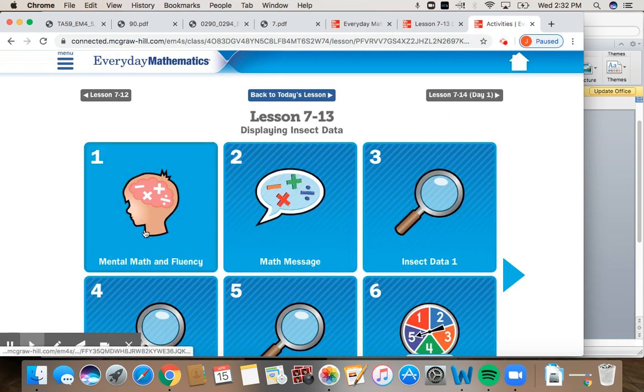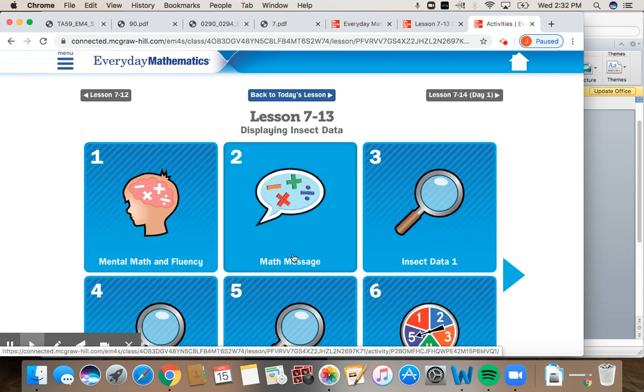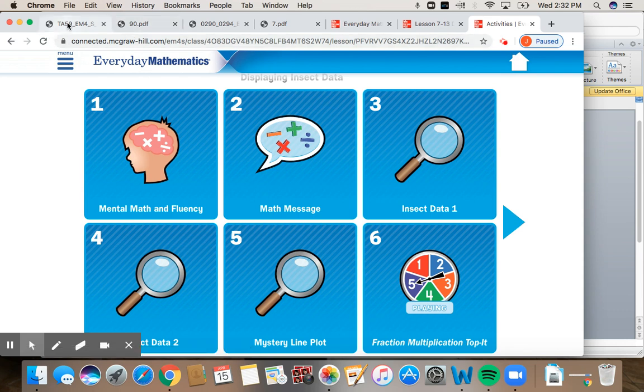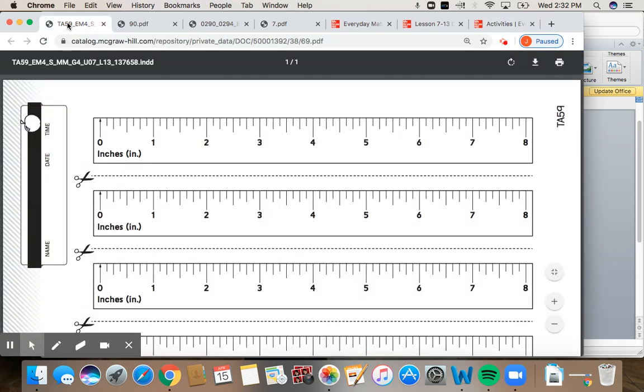And what we're going to do, we're not going to do mental math and fluency or the math message. Insect data is going to be something that you might have to do on your own because it does involve measuring different insects and using a ruler. And that's not something that I can really do with you, so you can do that on your own if time allows for when you're all finished. But I do want to just take you through a quick refresher on how to read the ruler.